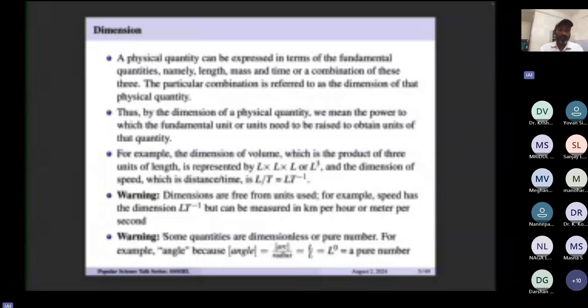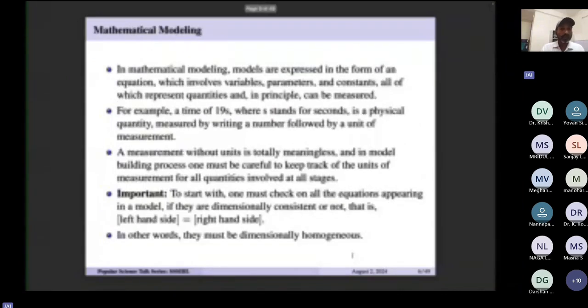Okay. There are also some quantities that are without any dimension. If you talk about angle, the dimension of angle will be the dimension of arc upon the dimension of radius. So this is a pure number, and any pure number does not have any dimension. We will come to all these things when we take some examples.